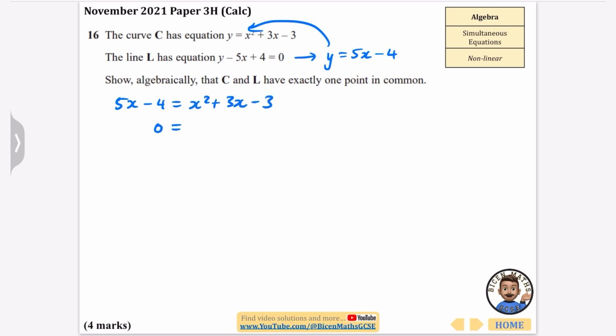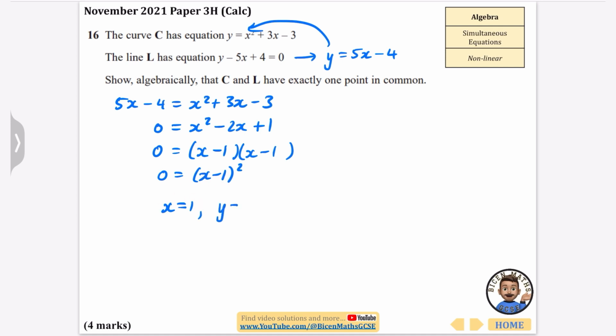Now it's a quadratic, so I'll get it all on one side. So it's going to be x squared minus 2x, and then I've got the minus 3 plus 4. Minus 3 plus 4 is 1. And then this will factorize. You're thinking of two things that multiply to 1 but add to minus 2. Well, those things are going to be minus 1 and minus 1. In other words, this factorizes to x minus 1 squared. So this means that the solution is when this bracket is equal to 0, when x is equal to 1.